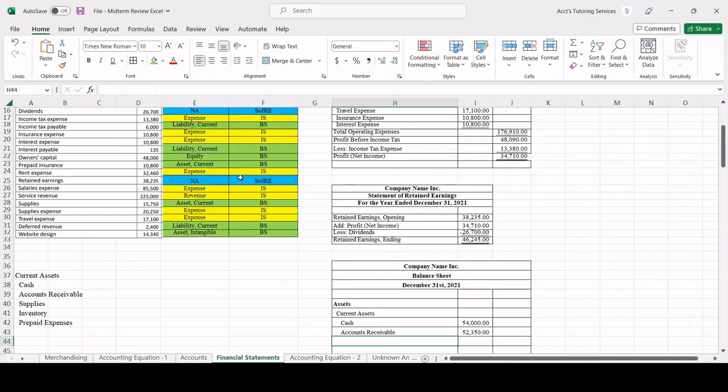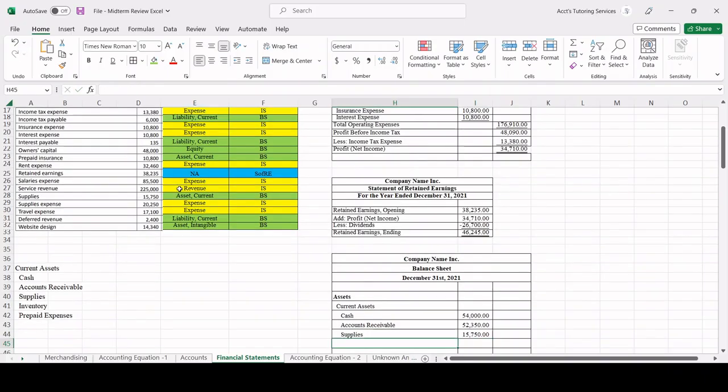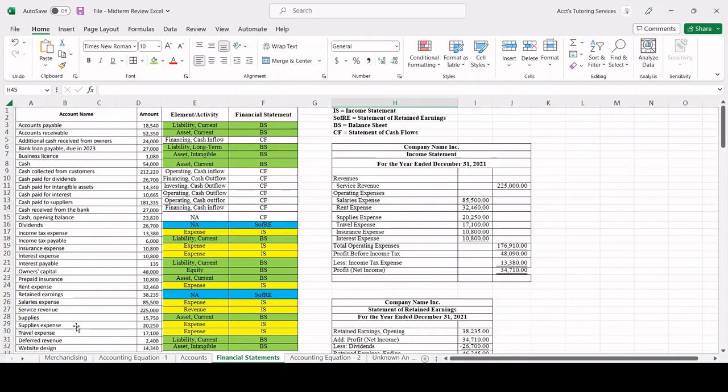Next, we're going to have supplies. We do have supplies. And supplies is going to be 15,750. Let's see if there's any more current assets. I believe there's not, so we're good. We have 3. There's no inventory or nothing like that. There's no inventory because we have a service revenue, so we're a service company. That's why there's no inventory.